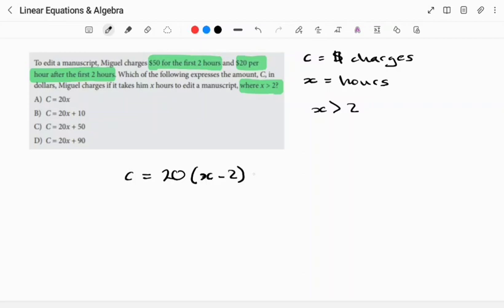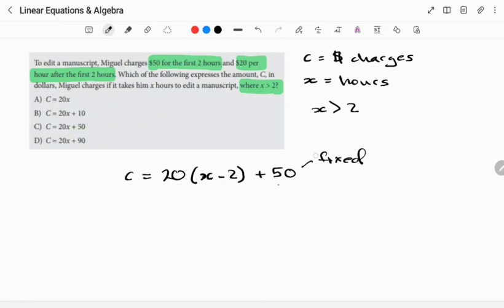Additionally, we know that he charges 50 for the first 2 hours. So a 50, this is fixed. It doesn't change. It's a constant. This is a variable. It changes. Depends on how many hours you go for. And we're told that in our case, we always go for more than 2 hours. So he's always going to charge us 50. And then he's going to charge us some amount, 20 per hour, after the first 2 hours.